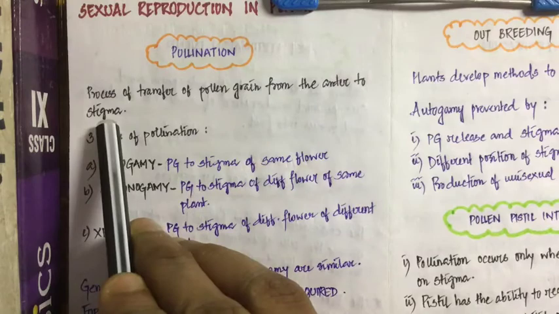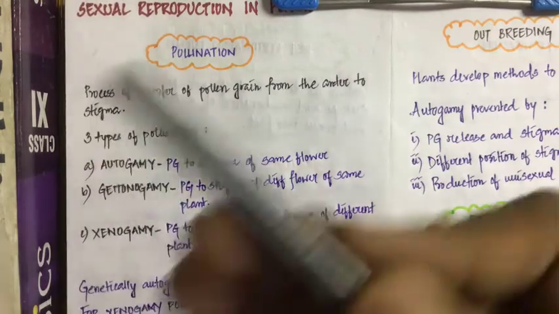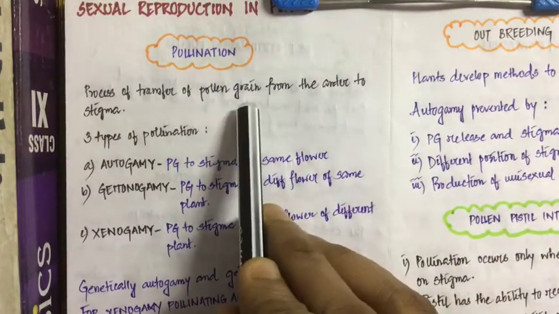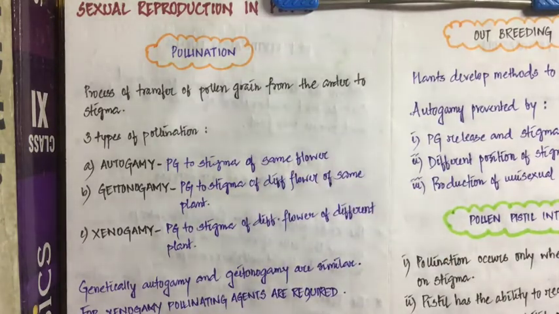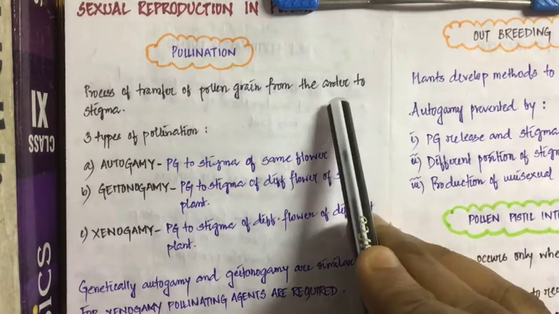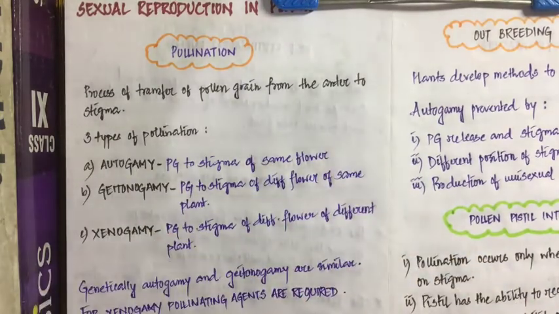It is a process of transfer. Transfer of what? Transfer of pollen grains. From where? From the anther. Now anther is found where? Anther is found on the androecium, right? So it is transferred from anther to stigma. Stigma is found where? It is a part of the gynoecium. So basically the transfer of the pollen grain from androecium to gynoecium is called pollination. Clear?